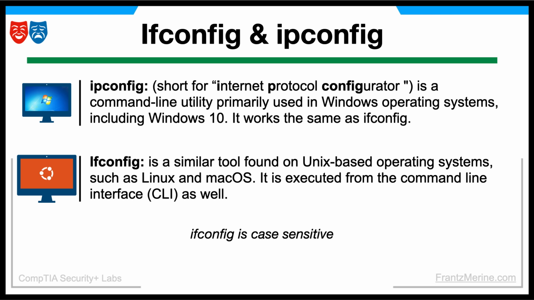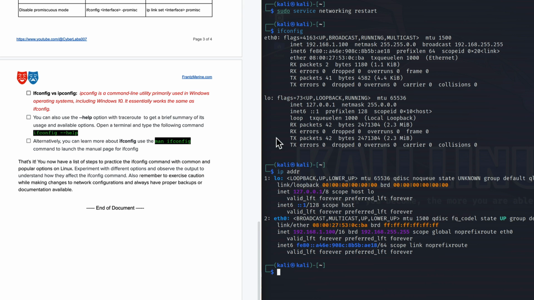The other thing is IFCONFIG versus IPCONFIG. IPCONFIG is a command line utility primarily used in Windows operating systems, including Windows 10. It essentially works the same as IFCONFIG. They're the same. The only difference is that one is on Windows, the other one is on Linux or Mac. More specifically, IFCONFIG is on Mac and Linux distros, where IPCONFIG is on Windows. Okay, with that aside, let's do our housekeeping so that way we know the difference between IFCONFIG and IPCONFIG.